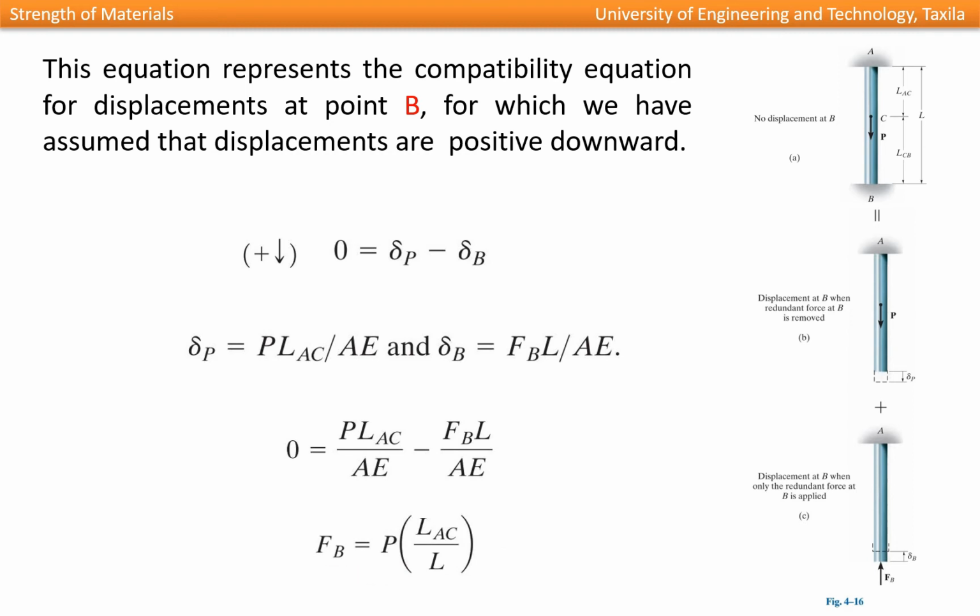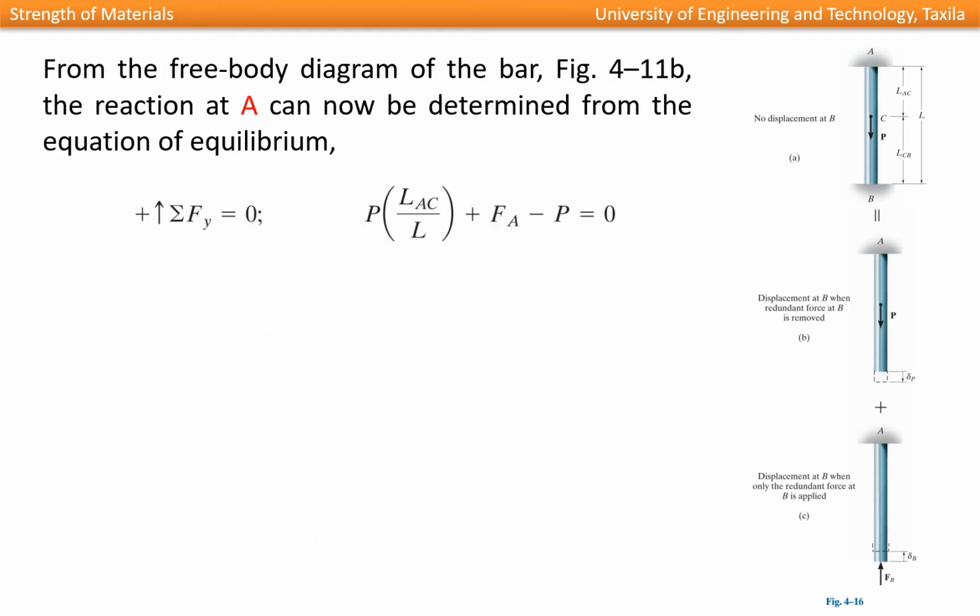Now the next step is to write the equation of equilibrium. From the free body diagram, as in the previous lecture, if we consider the upward direction positive, FB plus FA minus P should be equal to 0. We have already determined the reaction FB, so from here we can find the other reaction at support A, FA.